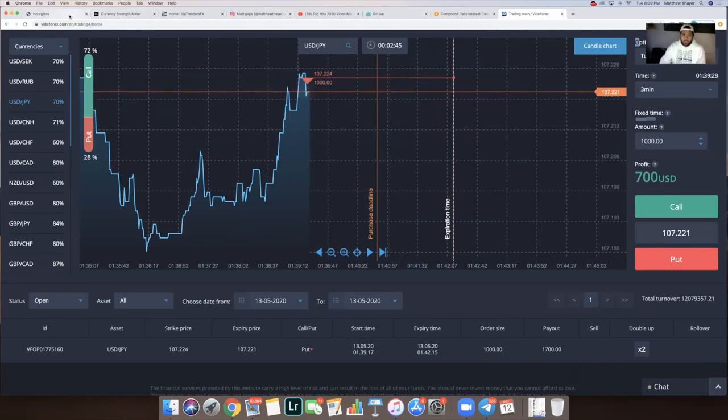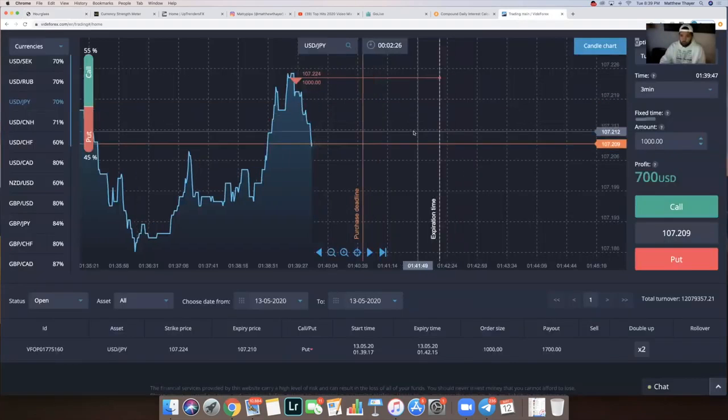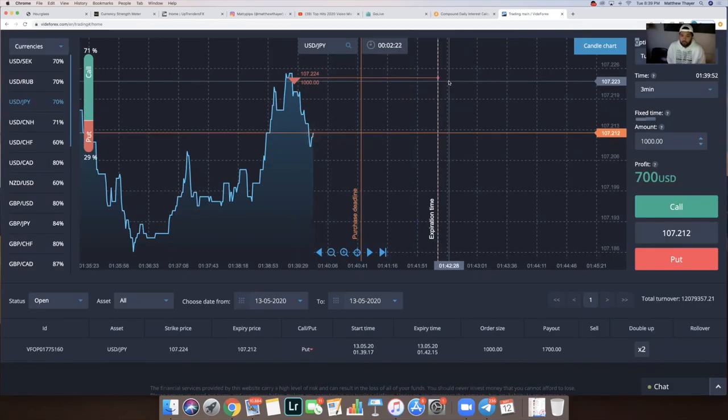The reason why I took that trade is because I have a down arrow on the hourglass with IM Academy. So when you get started, you can have access to my strategy. It's very, very simple. If you see a down arrow, you press the put button. If you see an up arrow, you press the call button. I just saw the arrow, so I pressed put. I didn't do any further analysis than that. It was a very simple reaction to my strategy.